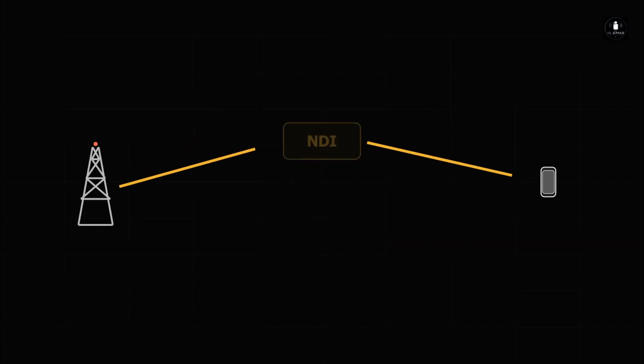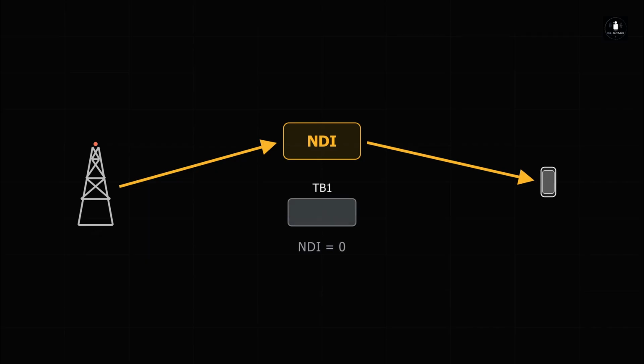Another important field inside the DCI is the new data indicator. The UE stores the previously received transport block together with its NDI value. When the NDI changes, the UE knows that completely new data has arrived. If the NDI doesn't change, the UE recognizes the transmission as a retransmission of the same transport block. The NDI tells the UE whether it should expect new data or combine a retransmission.